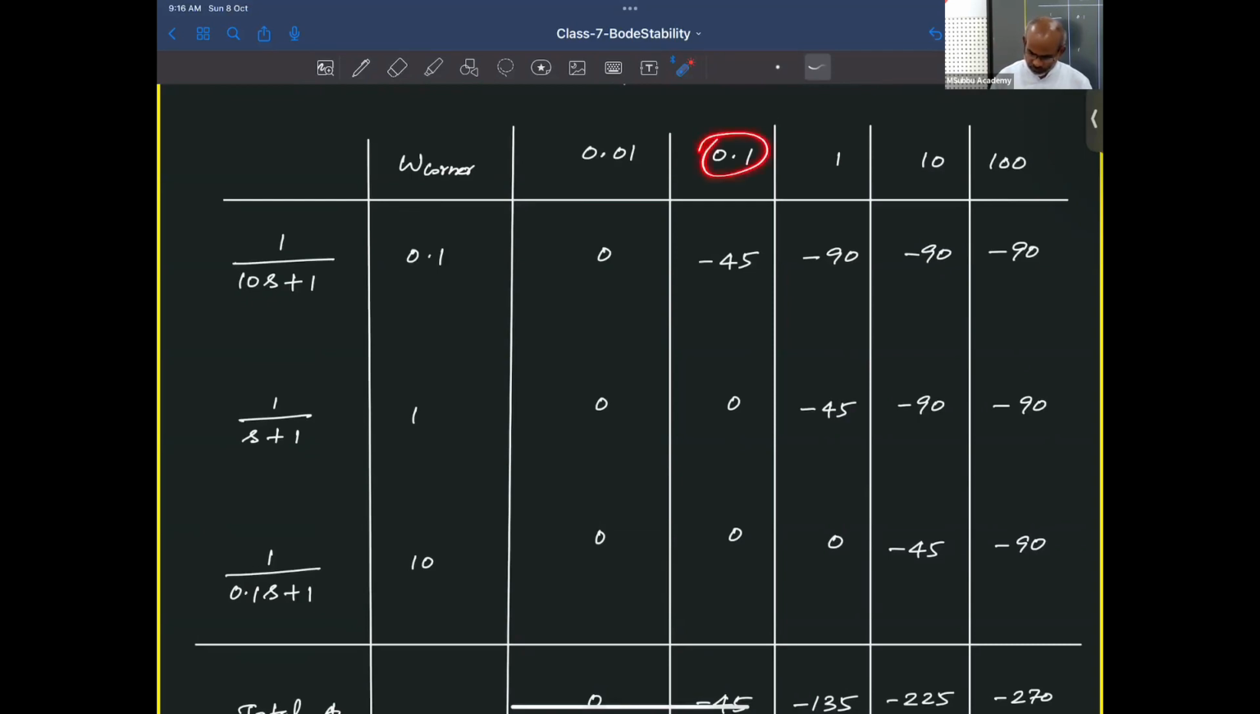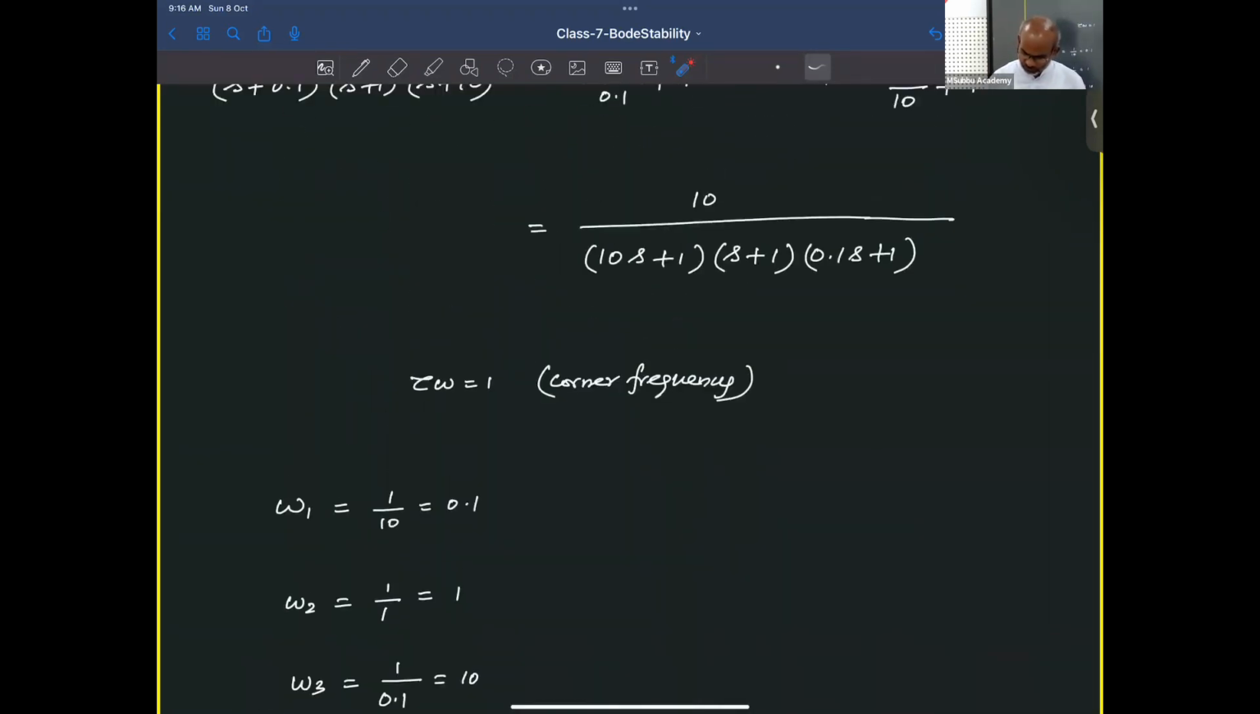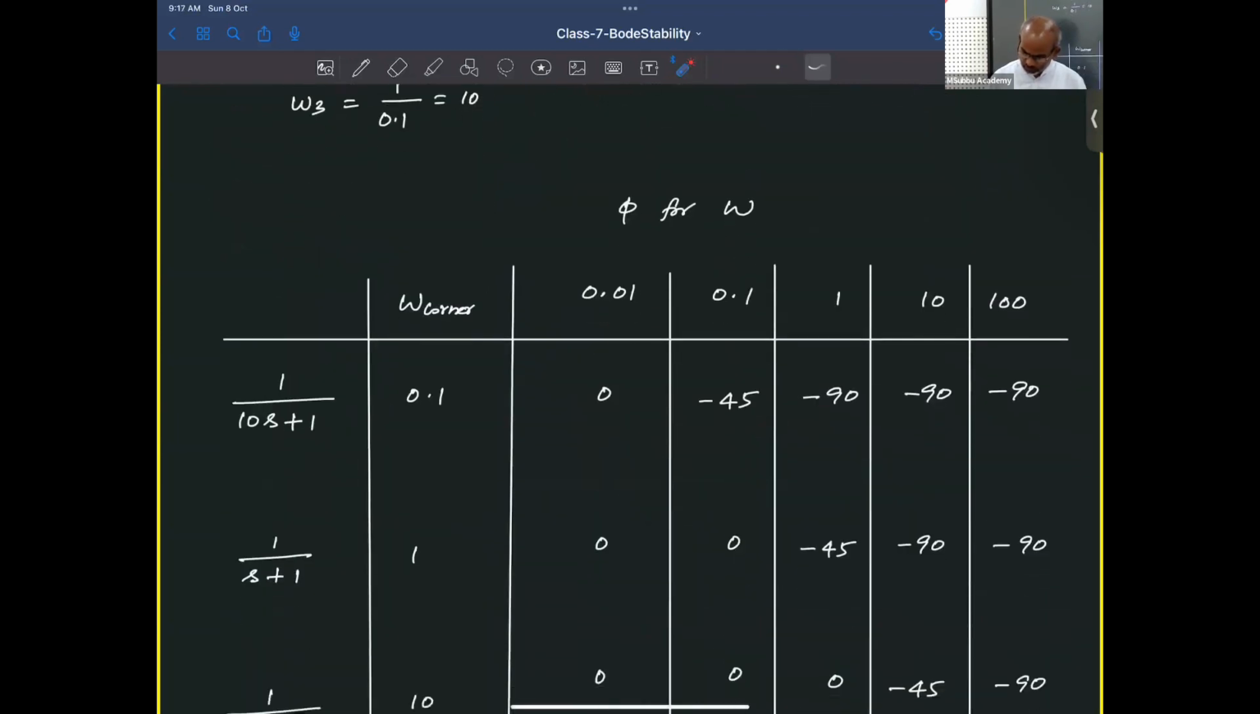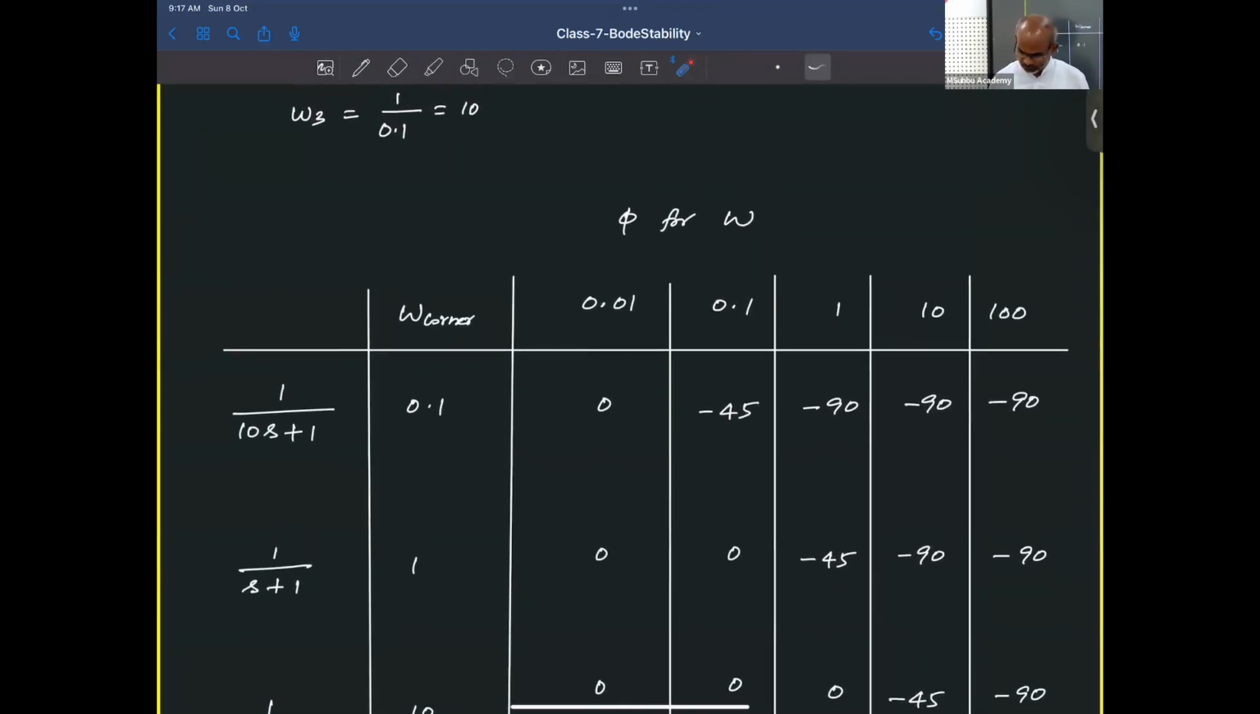Say this for the corner frequency of 0.1, the phase angle is minus 45. For the first order system, the phase angle ranges from 0 to minus 90, and minus 45, the exact midpoint, happens at the corner frequency. So for this system, the corner frequency is 0.1, and at that corner frequency, the phase angle is minus 45. Of course, you can check that as well.